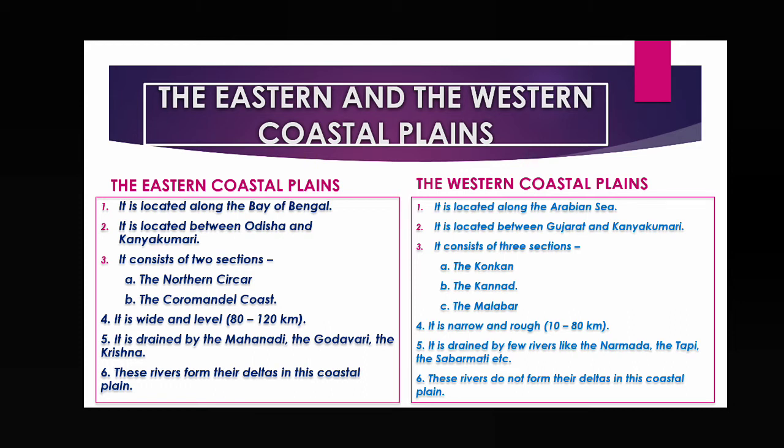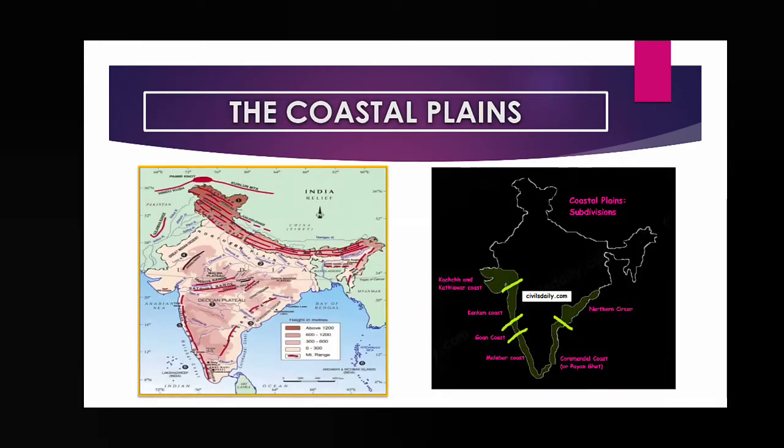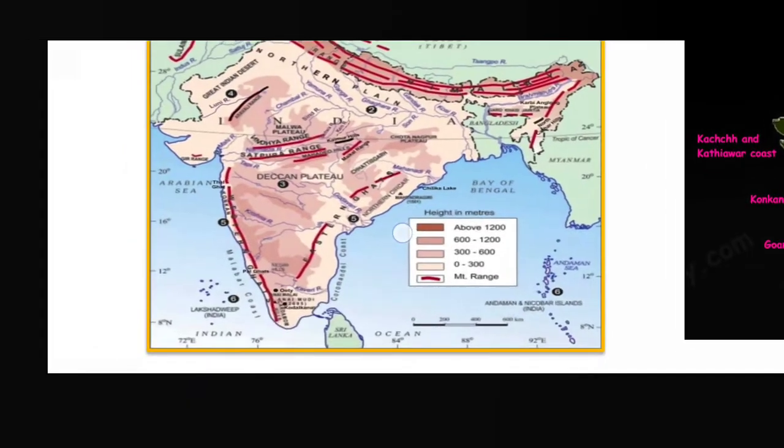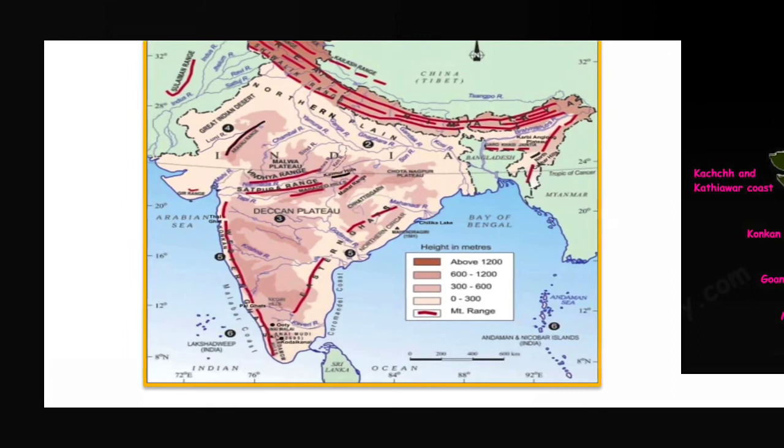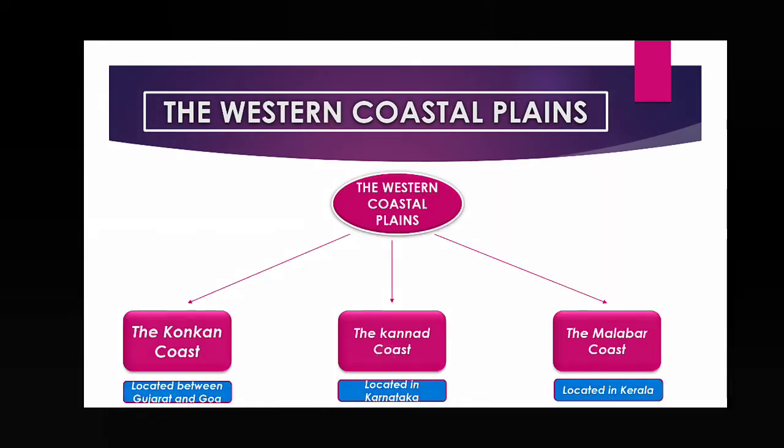The eastern coastal plain is located along the Bay of Bengal, that we have already seen, and the western coastal plain is located along the Arabian Sea. The eastern coastal plain is located between Odisha and Kanyakumari. The western coastal plain is located between Gujarat and Kanyakumari. The eastern one consists of two sections: the Northern Circars and the Coromandel coast, and the western coastal plain consists of three sections: the Konkan, Kannada, and Malabar. It is wide and level, as you can see here. Take a look at which one is wide. Here you can see the sandy colored portion. So this eastern coastal plain is wide, that's why it is written wide. But the western coastal plain, take a look, is not wide, so it is narrow. So this is what is written in this point.